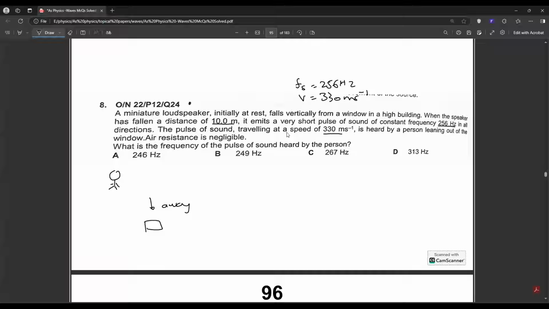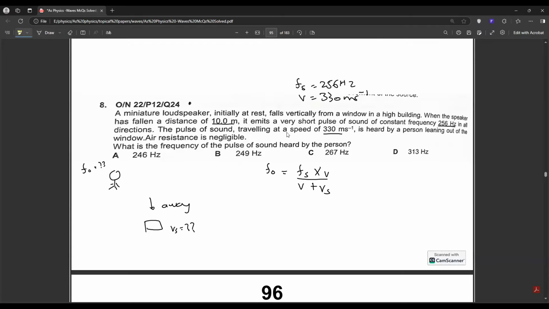What is the frequency of the pulse of sound heard by the person? We have to calculate the frequency observed in a scenario in which the sound source is moving away. One thing is missing here. If I write the formula of frequency observed when the sound source is moving away, it is the frequency of sound multiplied by the speed of sound divided by the speed of sound plus the speed of the source. The speed of the source is missing here, but you can calculate that.